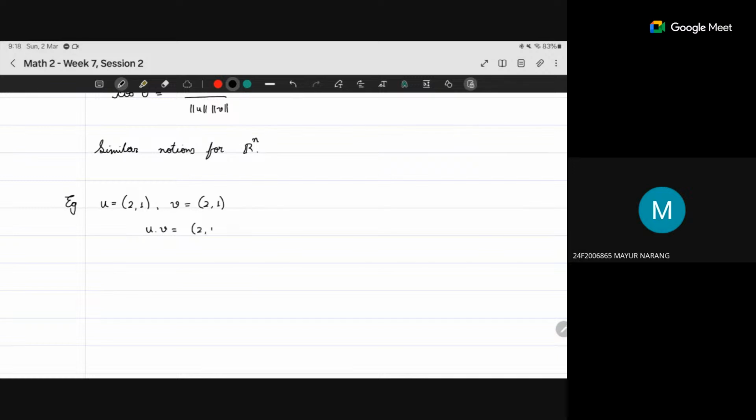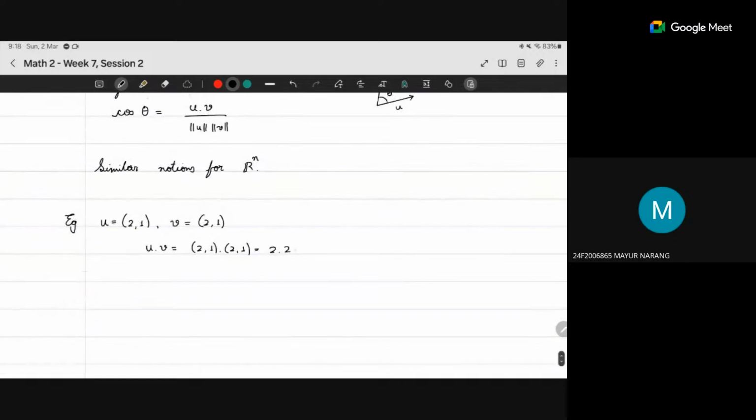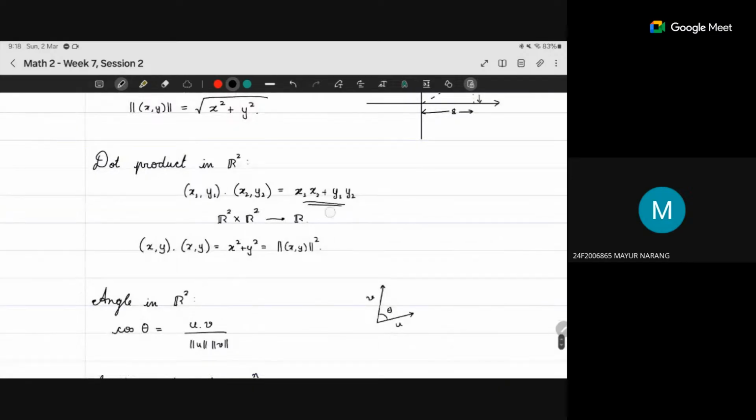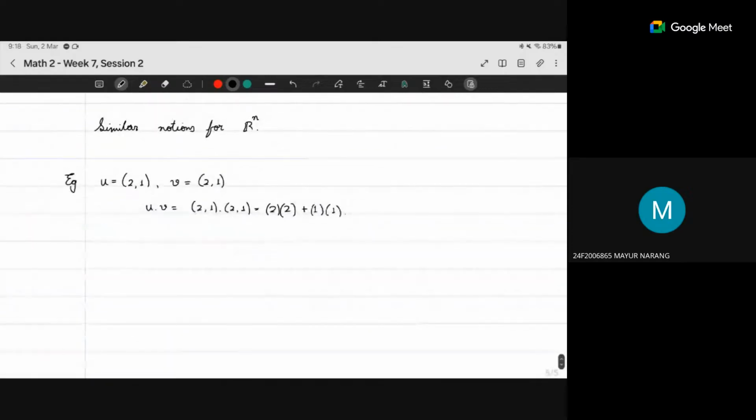This is (2,1) dot (2,1). And what is that? That is 2 times 2 plus 1 times 1. Why is the dot product defined this way? You see, you add the first coordinates, you add the second coordinates. More generally, you add all the nth coordinates together. So this is 2 times 2 plus 1 times 1, which is just 5.